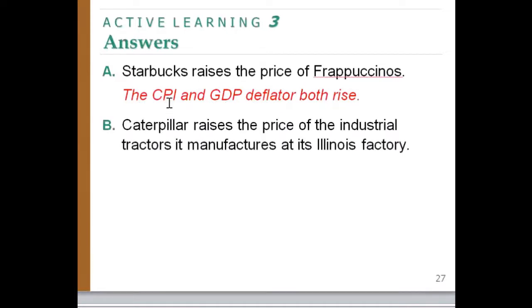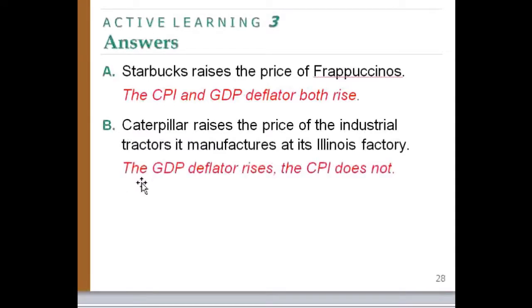For scenario B, that's clearly going to be part of GDP because it is a capital good. But remember, the CPI doesn't include capital goods like this. For that, your GDP deflator is going to be affected by it, but CPI will not, because it's not part of the market basket for consumers.